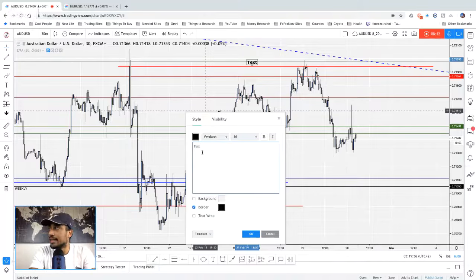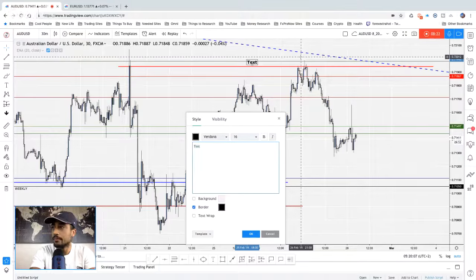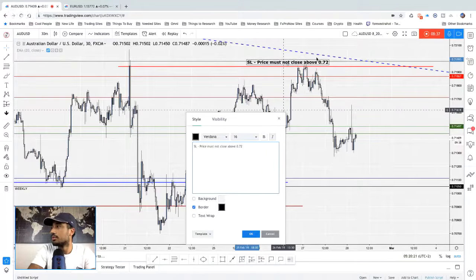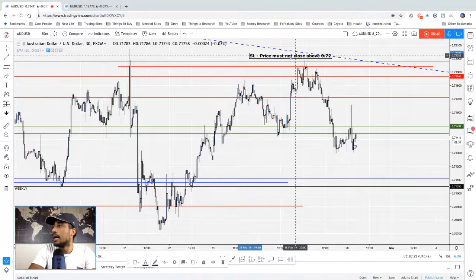So I need to make sure price does not pass, let's just say, 0.72. Price, we'll call it stop loss, I guess. Price must not close above 0.72. Okay. I'm looking for this to continue to the downside.